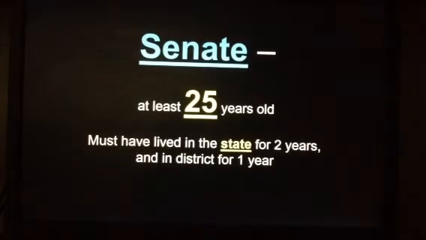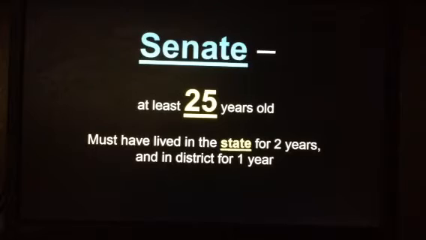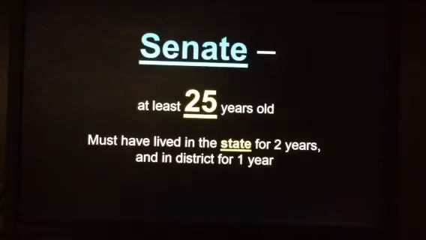So we see a difference in the ages. For the U.S. House, you have to be at least 25. For the North Carolina House, 21. For the U.S. Senate, 30. For the North Carolina Senate, 25.